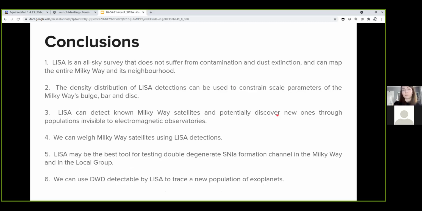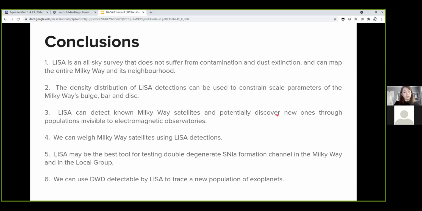And these are my conclusion points. I showed you that LISA will be an all-sky survey, and that it doesn't suffer from contamination or dust extinction, and therefore can be used to map the entire Milky Way and its neighborhood. I showed you that we can use density distributions of LISA detected binaries to constrain scale parameters of the Milky Way components.